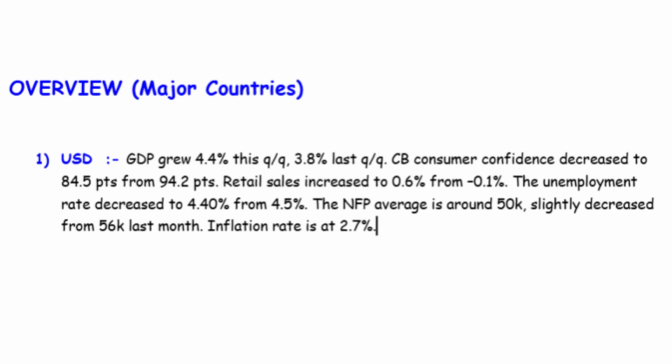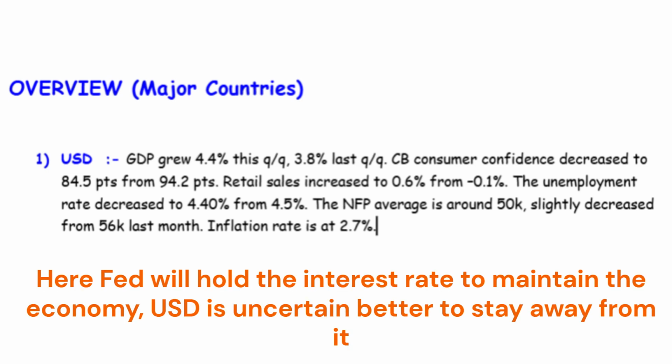Now, concluding this, strong GDP, strong retail sales, steady employment. Here, the Fed will hold the rate further to keep this economy strong. But thing is that US dollar is very uncertain just because of Trump's tariff. So neglect this US dollar until tariff is removed or world is certain.